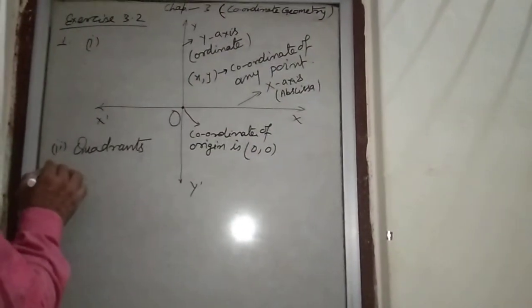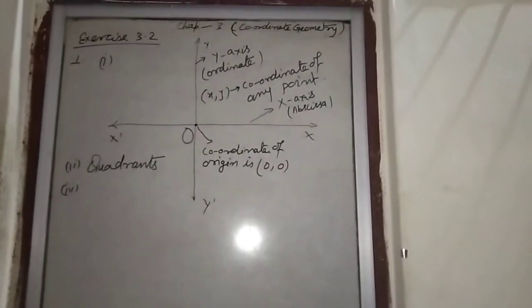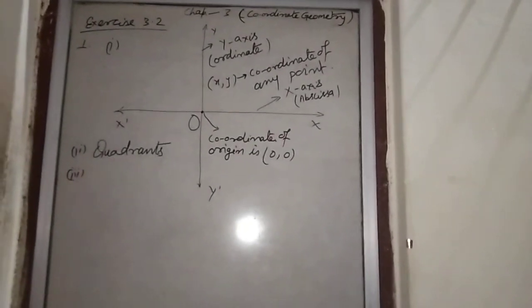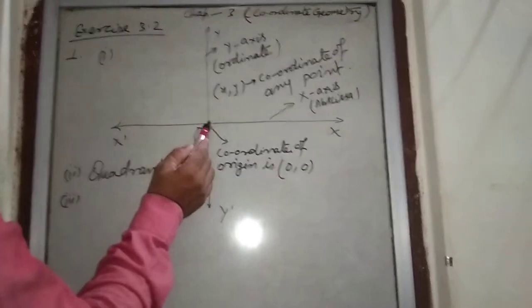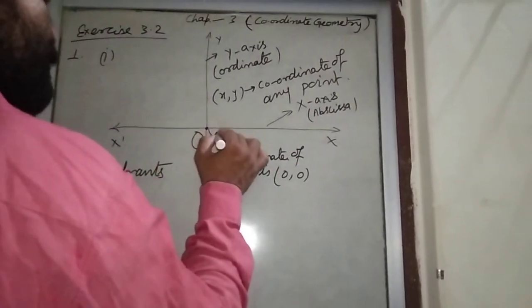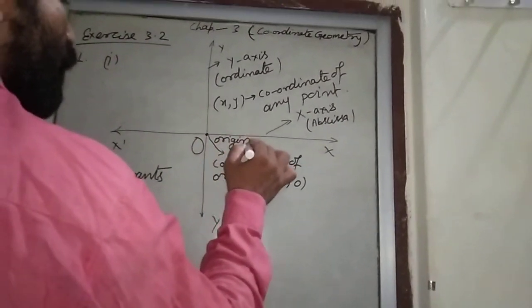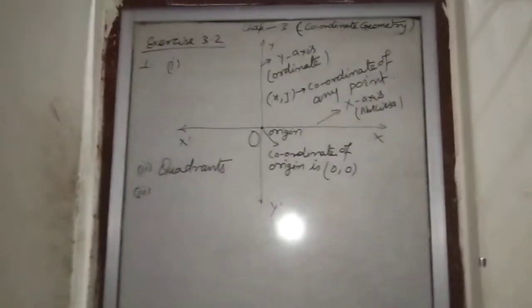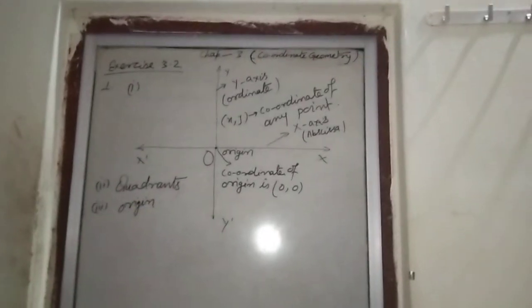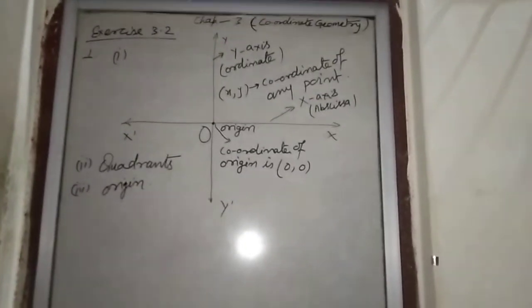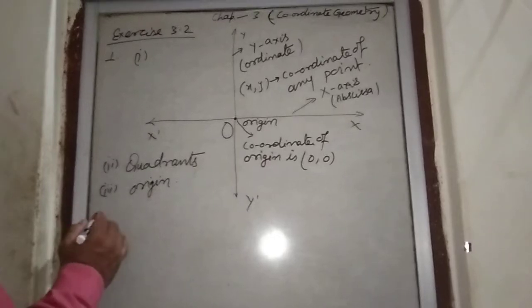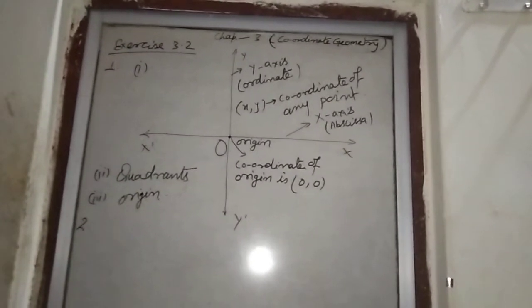Now the third part of this question: write the name of the point where these two lines intersect. The name of the point is origin. Third part is origin. After this, question number two, the figure is here.